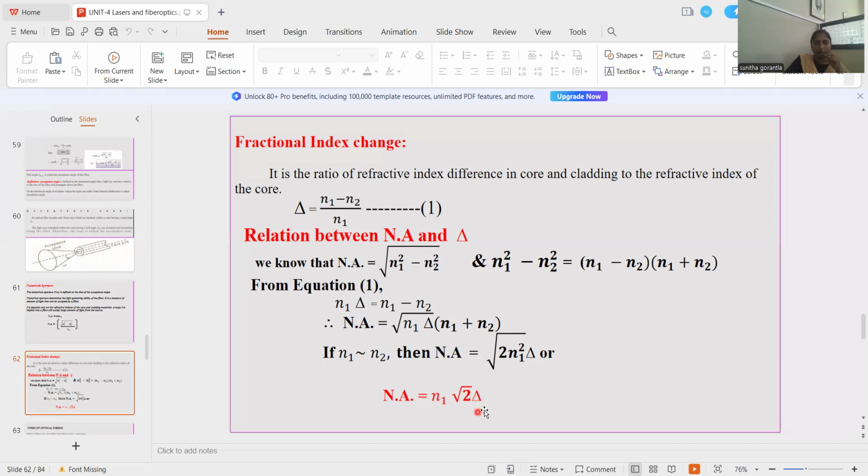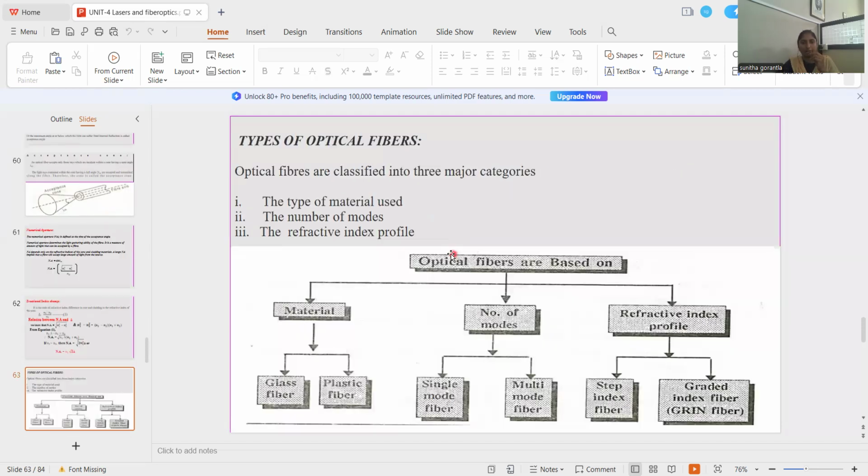NA is the numerical aperture, delta is the fractional index change. This is about the numerical aperture and the relation between the numerical aperture and fractional index change.